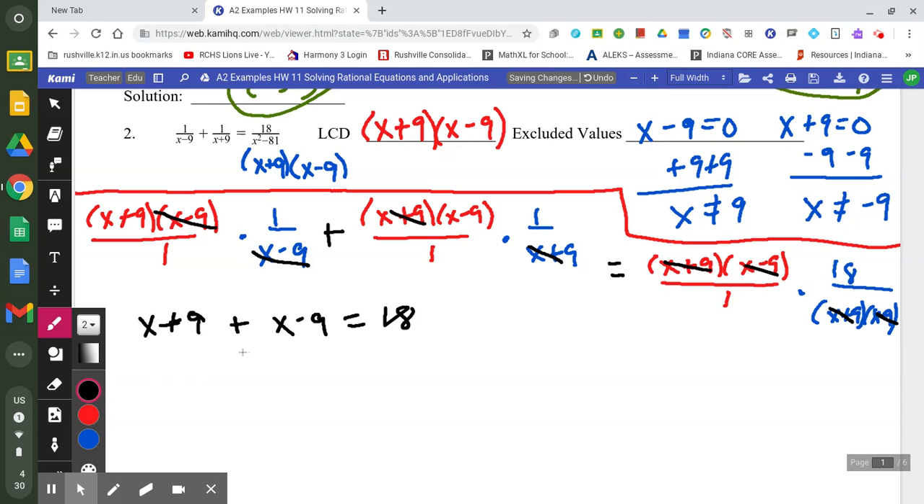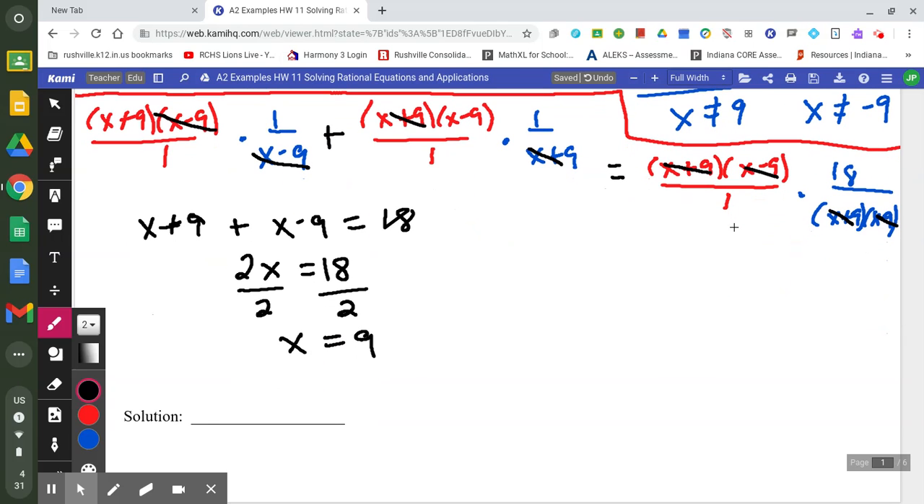And then I put together like terms. 1x plus 1x is 2x. 9 minus 9 is nothing, so I just leave that. And then divide by 2, x equals 9. And if you look back at our excluded values, one of our excluded values was 9, so that means that this one has no solution.